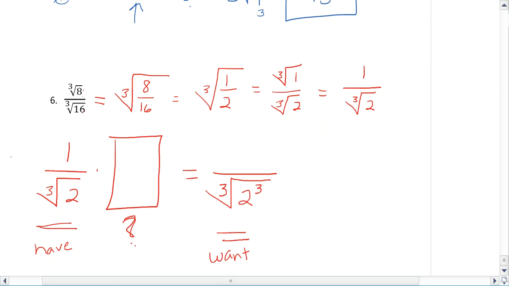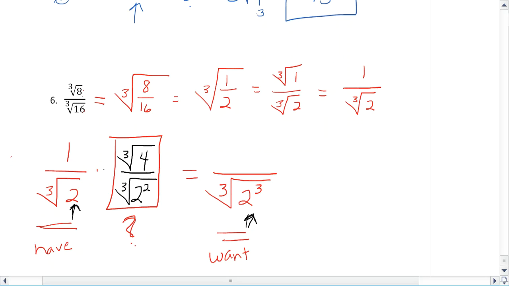So if you have the cube root of 2 and you want the cube root of 2 cubed, then the question becomes what does the multiplier have to be? Well, obviously it's the cube root of something. If I have a 2 and I want 2 to the third, the part that I'm missing is 2 squared. So we have to multiply top and bottom by the cube root of 2 squared, which I could write as the cube root of 4. So just stop and think about this for a minute. We have 1, 2, and I want 3 of them, so my multiplier has to give me 2 of them.